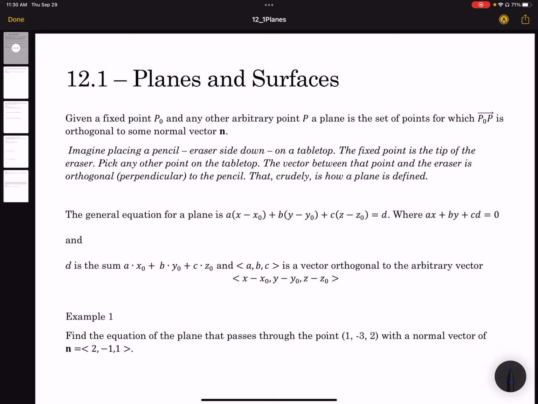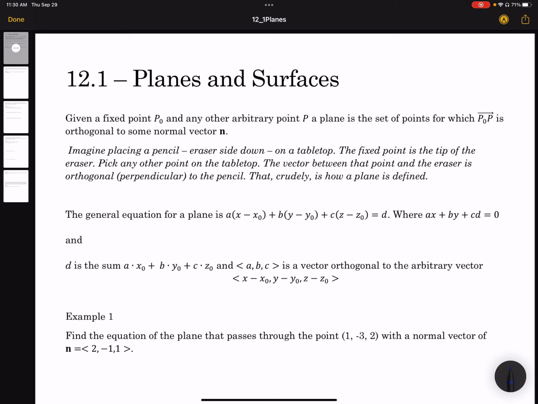Before we get started, whatever you're writing with, or if you don't have one, grab a pen or something, and you have to be at a table of some sort. Put your pen on the table, and then look at any point that you want that's not right by the eraser, the part of your writing utensil that's in contact with the table, and put a point anywhere you want.